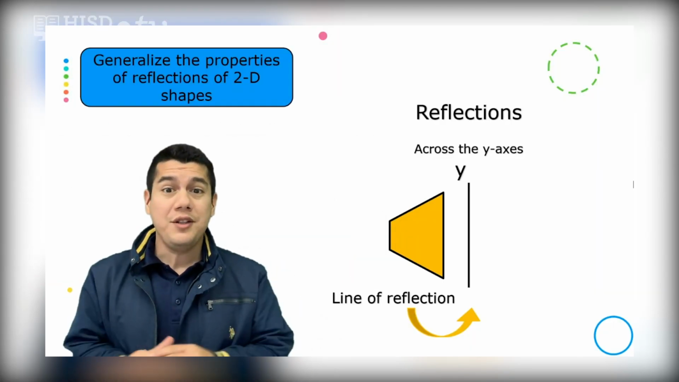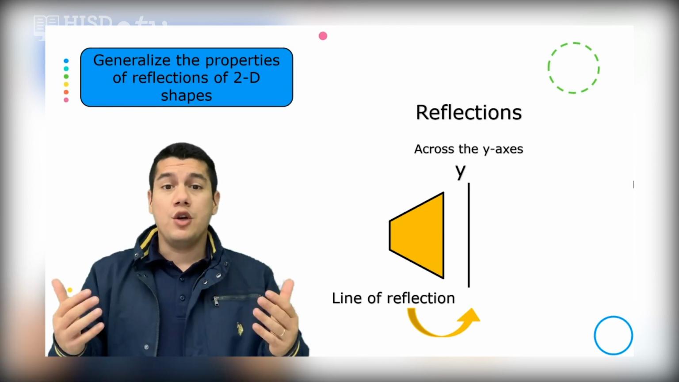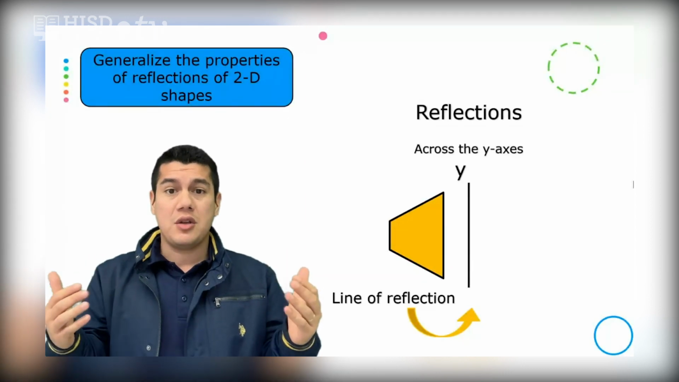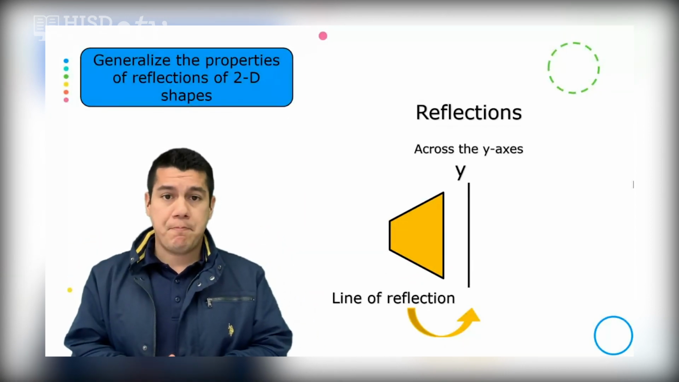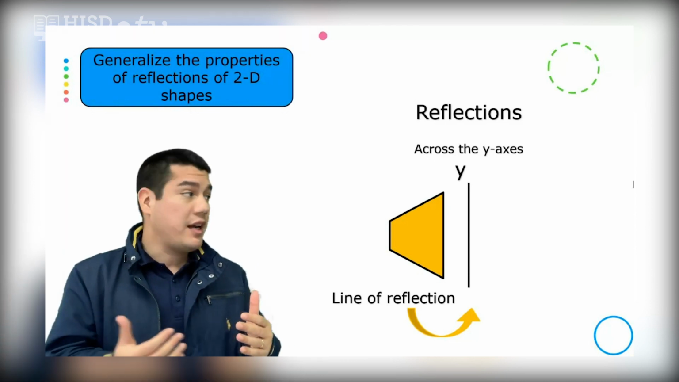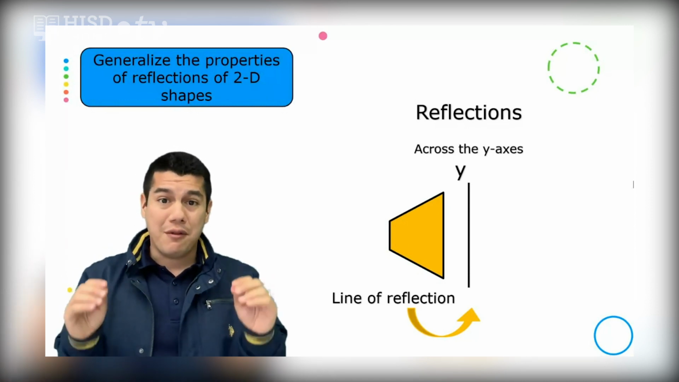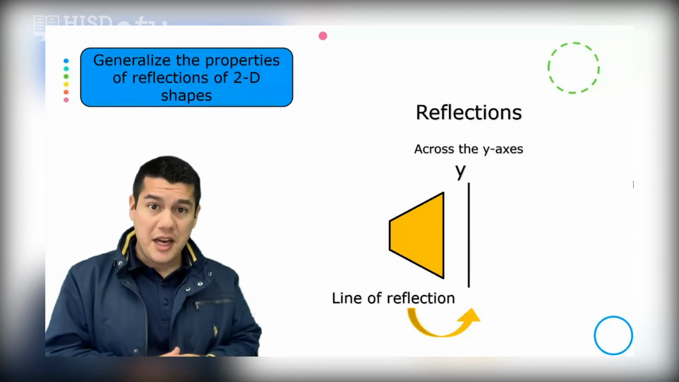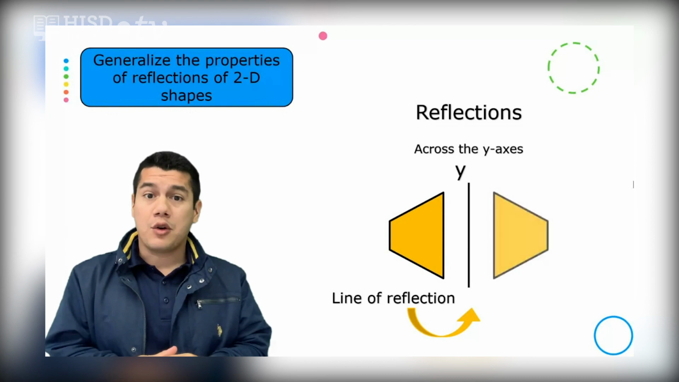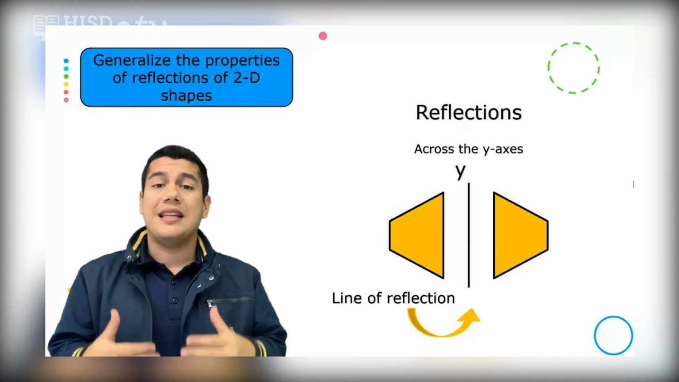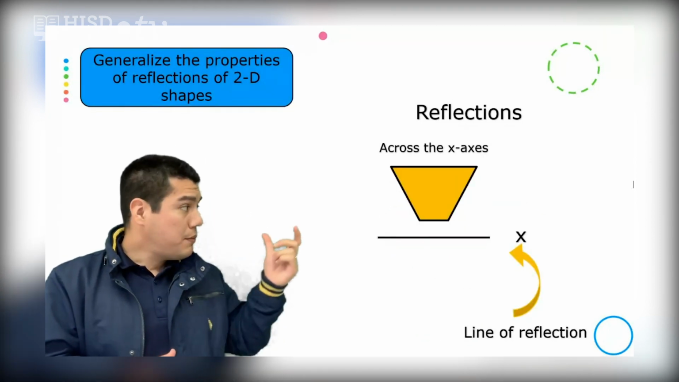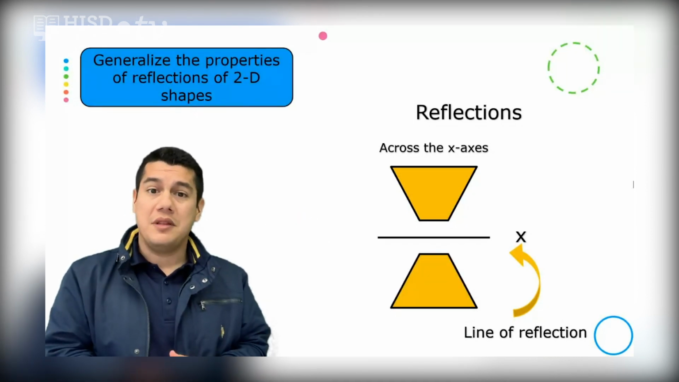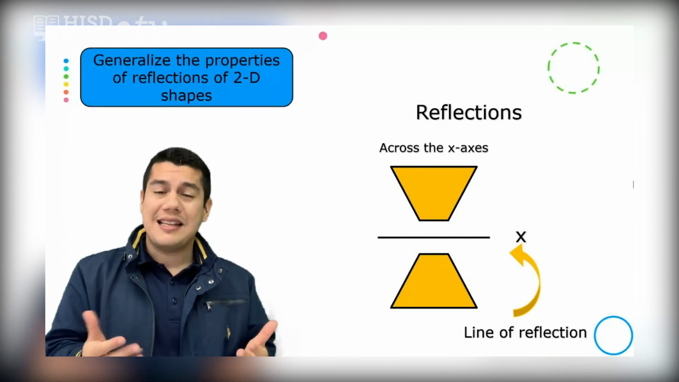For our 8th graders, today we're going to be learning about the generalization of properties of reflections of two-dimensional shapes. In order for us to start this lesson, we're going to explore the definition of a reflection. This is a transformation of a two-dimensional shape that is flipped across a line. This line is called the line of reflection. Both pre-image and image are the same distance from this line, and it works as a mirror.